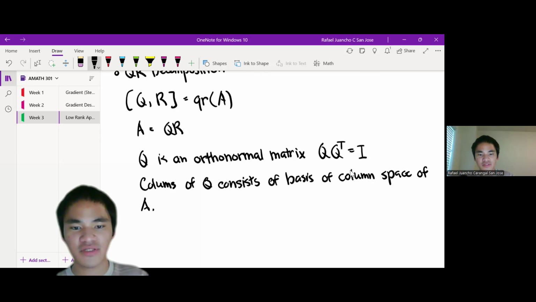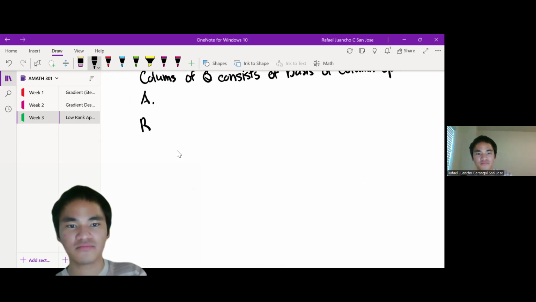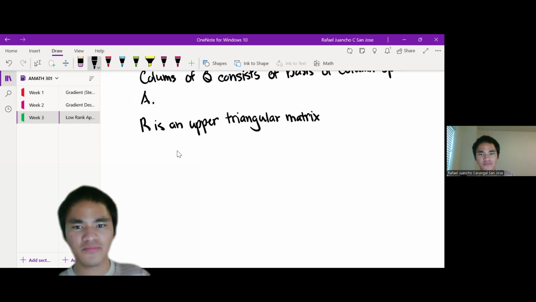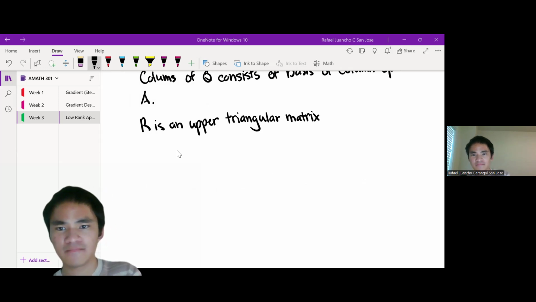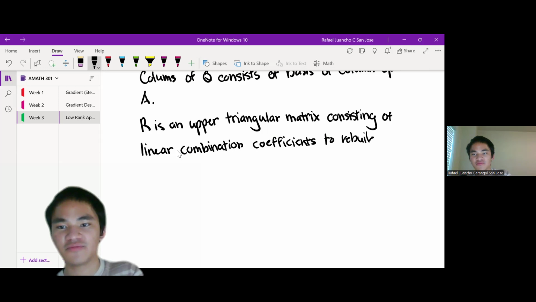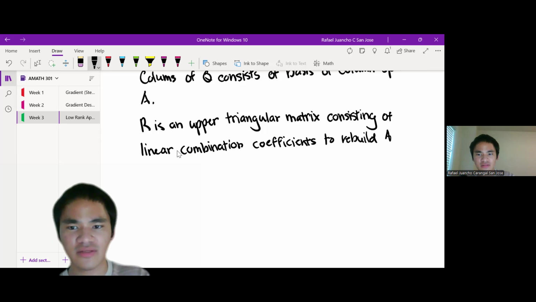Right? We're going to say R is an upper triangular matrix consisting of linear combination coefficients to rebuild A. So this is just basically another way to decompose our A matrix, right?